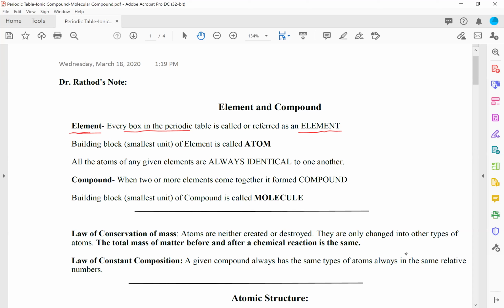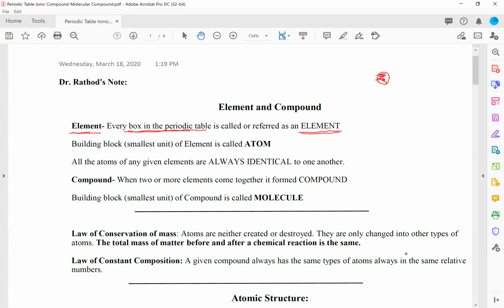What is an element? Every box that we just saw in the periodic table is referred to as an element. Now we're going to go to a microscopic level. It means we are going to go into detail. So let's say this is your element, for example, iron. It's like a ball of iron, let's say. The tiniest particle of this element, which has all the same properties, what do we call that? We call that an atom.